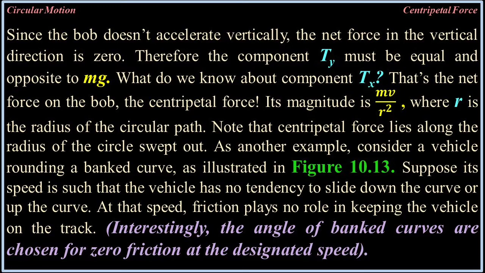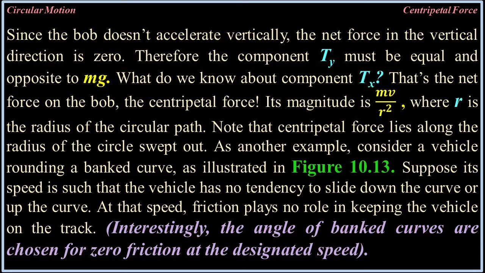What do we know about component Tx? That's the net force on the bob. The centripetal force. Its magnitude is mv squared over r, where r is the radius of the circular path. Note that centripetal force lies along the radius of the circle swept out.